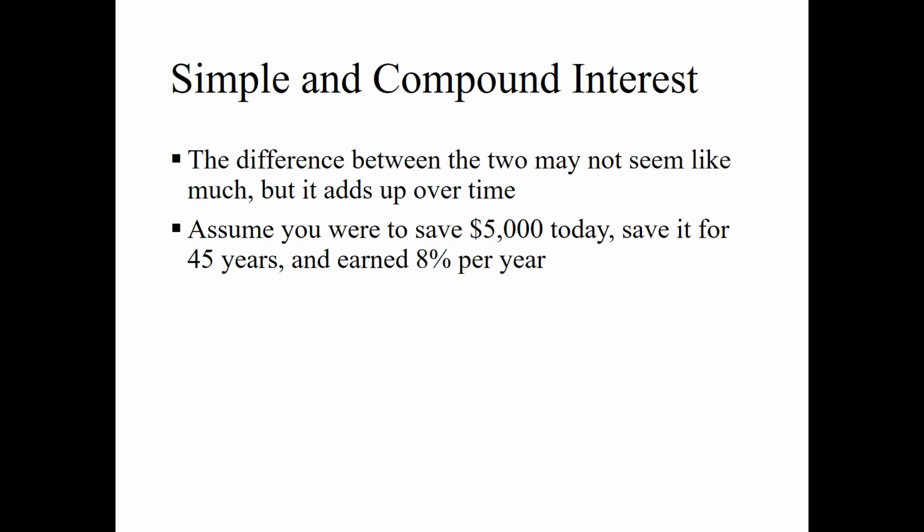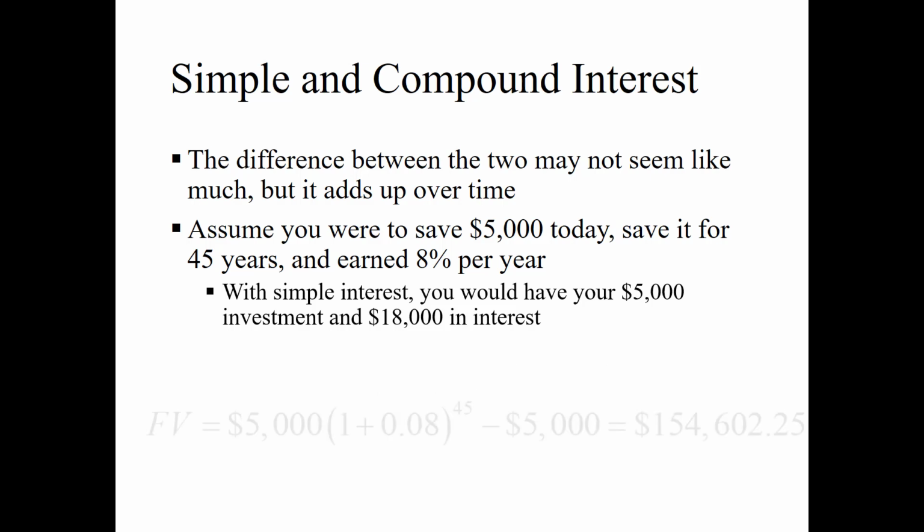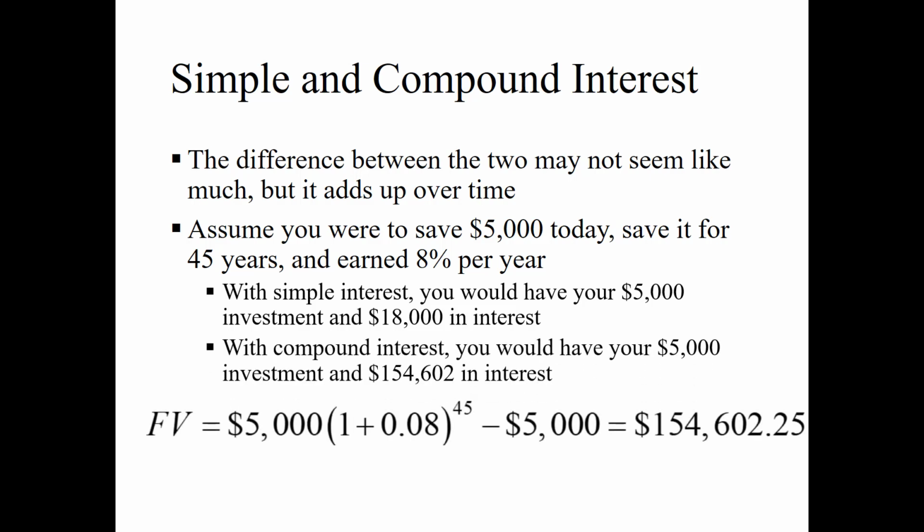Now that difference may not seem like much, but it will add up over time. So assume you were able to save $5,000 today and save it for 45 years and earn 8% per year. With simple interest, you would have your original $5,000 in the investment, and with simple interest, you would earn $18,000 in interest. With compound interest, you still have your $5,000 investment or principal amount, and you would have earned $154,602 in interest, which is obviously significantly more than $18,000, right?